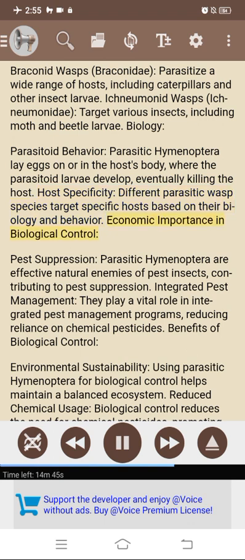Economic importance in biological control. Pest suppression. Parasitic hymenoptera are effective natural enemies of pest insects, contributing to pest suppression. Integrated pest management. They play a vital role in integrated pest management programs, reducing reliance on chemical pesticides.